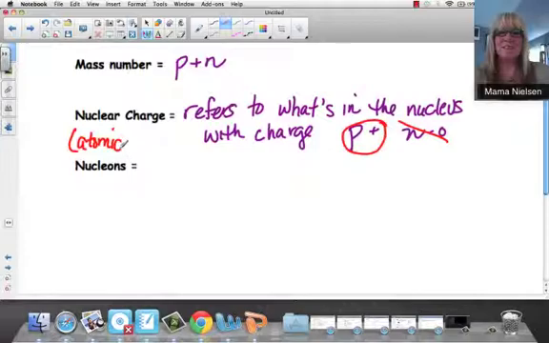The Regents will say, what is the nuclear charge of beryllium? When they really could just say, what's the atomic number of beryllium? It's just a backdoor way of seeing if you know what the word nuclear charge means. Nucleons, again, nucleus refers to what's in the nucleus, so this is going to be protons and neutrons.